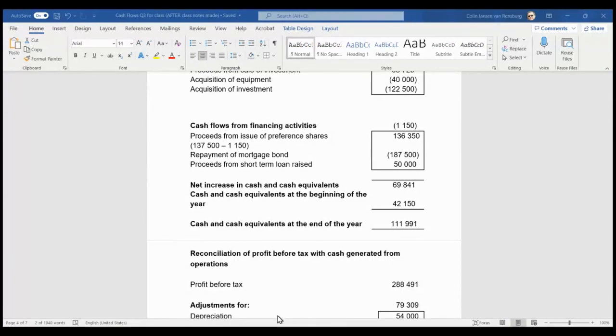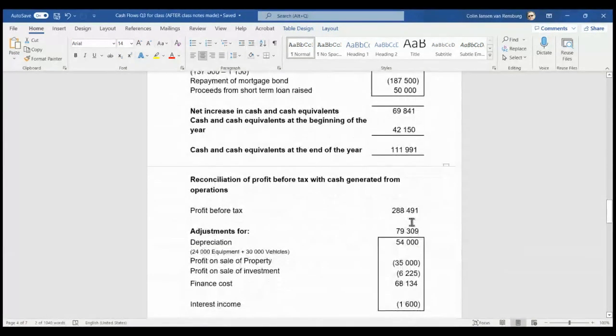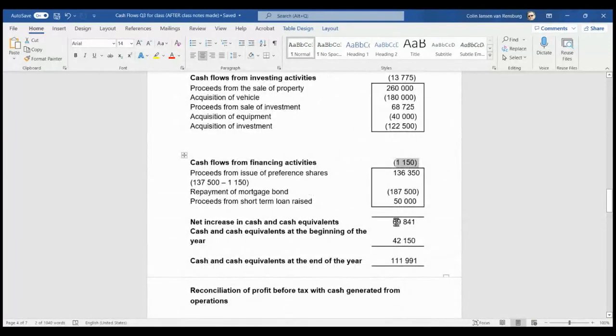Okay, so that adds up. If we add up all our subtotals, we get that figure. Oops, now I've gone the wrong way. We get that figure there: 69,841. How are we going to describe it, ladies and gentlemen? It all depends whether that is a positive or a negative figure. In this case, it is a positive figure, so we're going to describe that as a net increase in cash and cash equivalents.